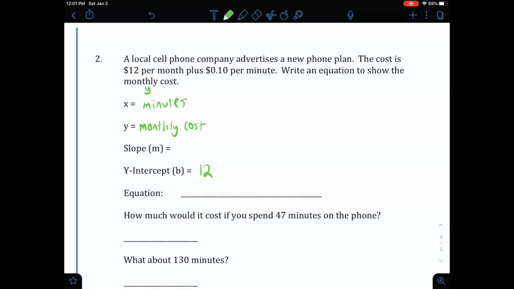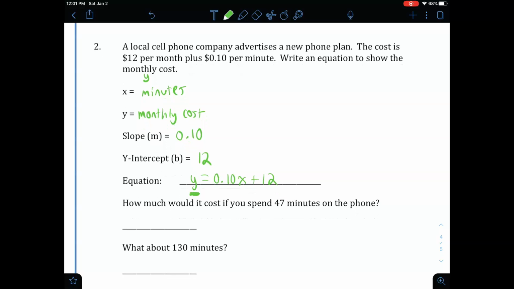All right, and so what's our slope? If we're $12 per month, flat fee, and we're adding 10 cents per minute, is that going to be positive 0.10 or negative 0.10? It's going to be positive 0.10. That's our slope. All right, so now we're literally just going to take that and plug it into our equation. We're going to do y equals 0.10x plus 12. And there's our equation. How much it costs depends on how many minutes you talk plus the flat fee of $12 per month.